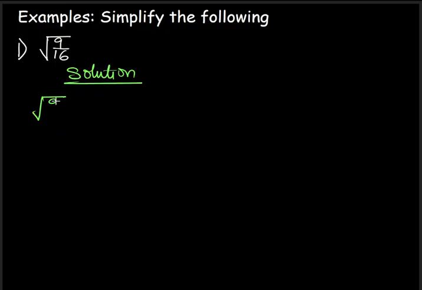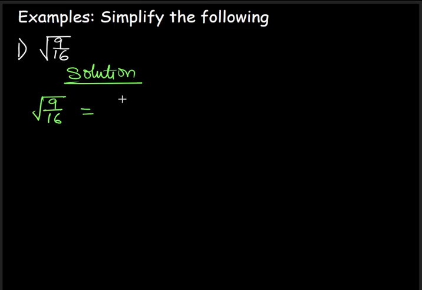Square root of 9 over 16. So this is a fraction. We have a fraction, so we just need to take the square root of the numerator and also take the square root of the denominator.